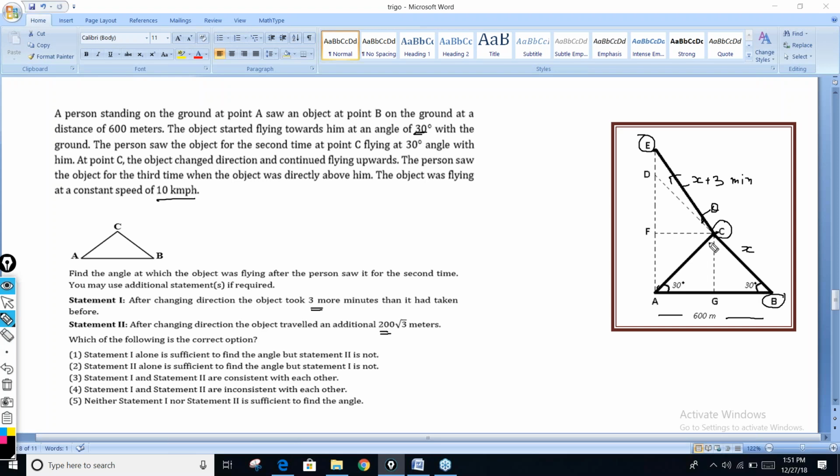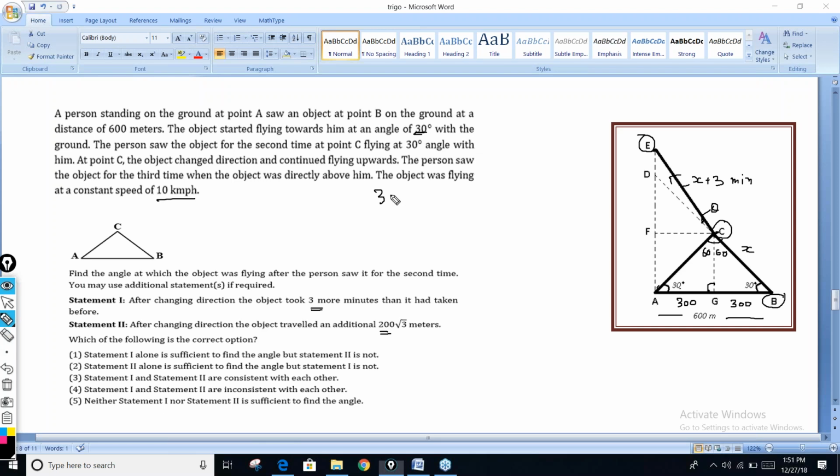This is 30, so this angle will be 120. Or let's say if I drop a perpendicular here, this angle will be 90, so this is 60. This is 90, this is 30, so this is again 60. And this becomes an isosceles triangle, because the 30 degree angles are equal, so these two sides are equal. In an isosceles triangle, if you drop a perpendicular, it bisects the base. So if the complete side was 600, this will become 300 and this is also 300.